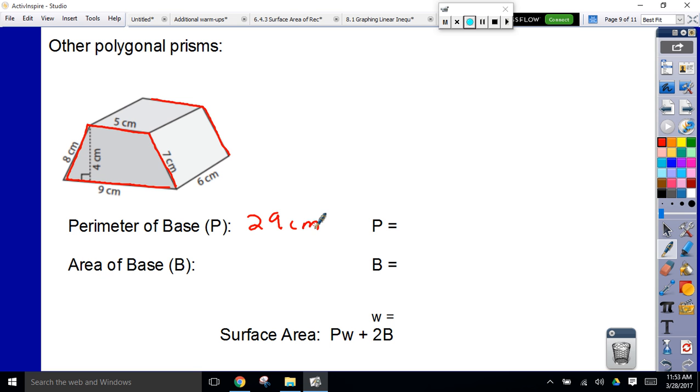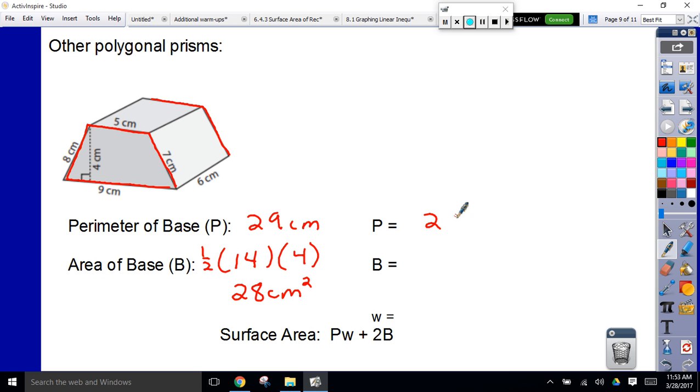So area, we need to do base 1 plus base 2, which is 14. I was thinking it was base times height. And then we need half of that, and then we need to multiply times the height. What's our height? 4. Okay, so now tell me what you would end up with. 28. The area of the base is 28 square centimeters.